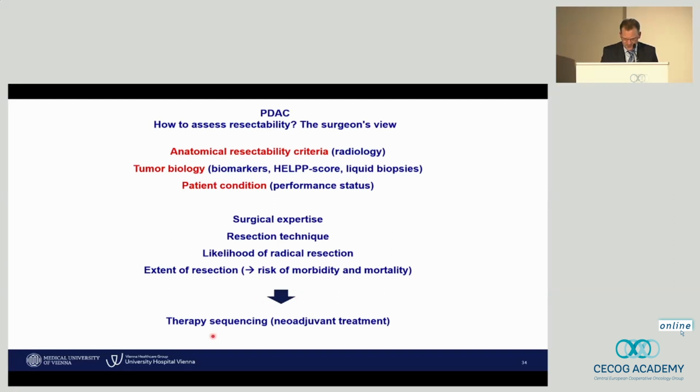And based on this, one should decide therapy sequencing. We will talk about neoadjuvant strategies. And I think this is the hot topic in pancreatic cancer.